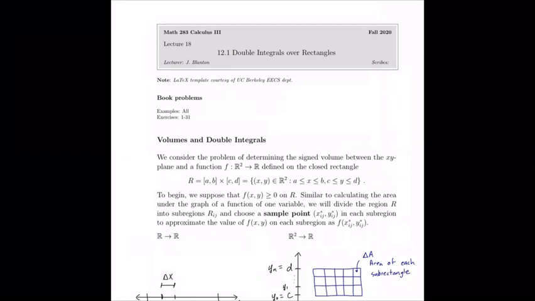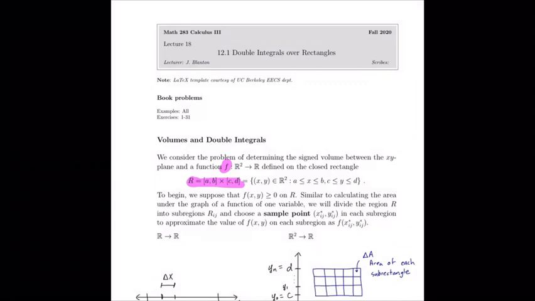So to begin with, we need to recall that we're always looking at functions f from the plane R squared onto the real line R. Remember that the graph of such a function is in three-dimensional space, R² cross R. And what we're interested in doing is integrating the function f over a region. Well, in this case, a rectangular region. So section 12.1 keeps everything simple. We're going to integrate over rectangles in the plane.